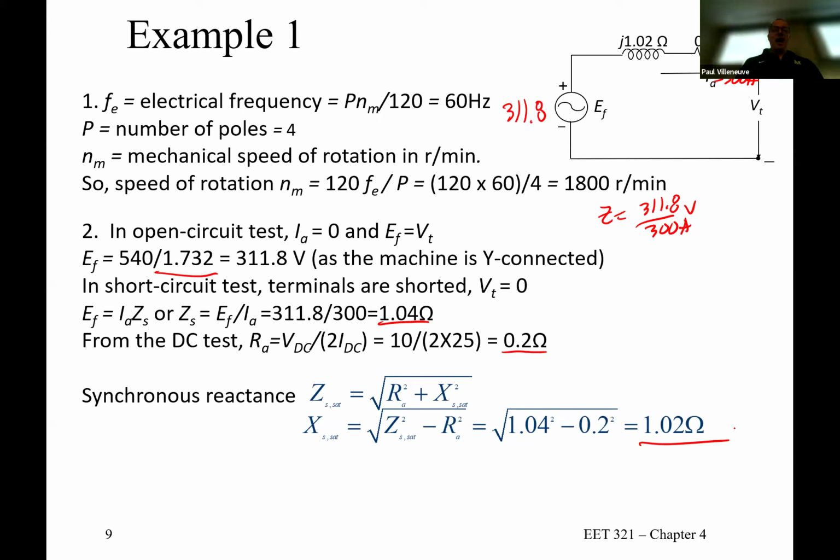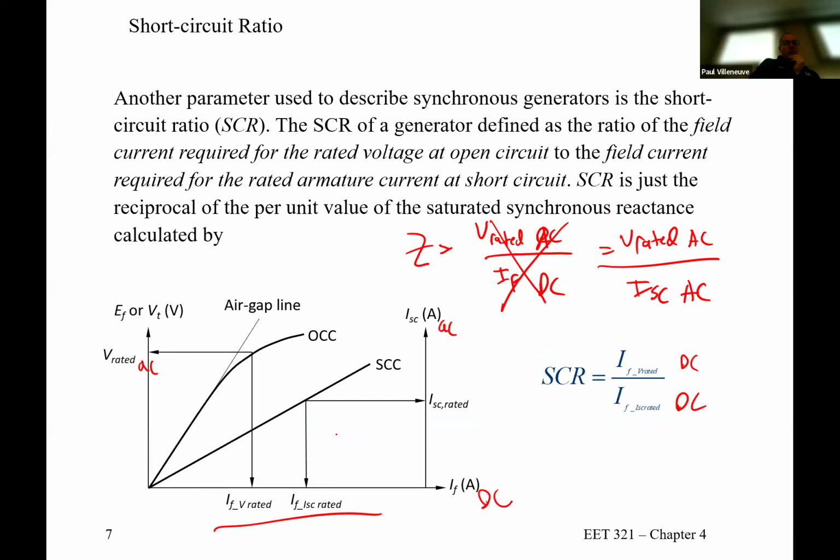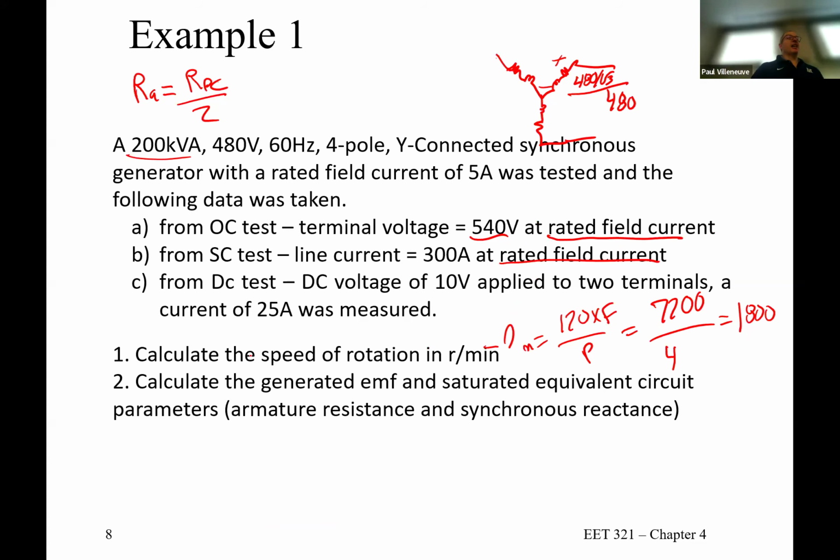I said that this is X saturated. Is that correct? Could it be unsaturated? It's possible, but in most cases, when you're running at rated voltage, you're always going to be in some degree of saturation. So anytime you're running at rated field current, you would expect that rated field current is what it's going to do to drive rated load. So the voltage should be relatively high compared to what the nominal voltage is. So that's why we call it the saturated value.